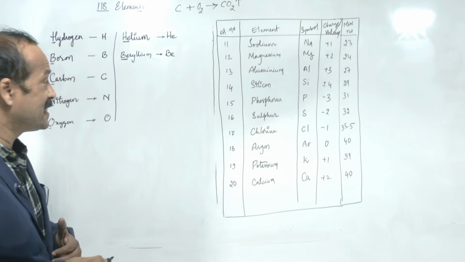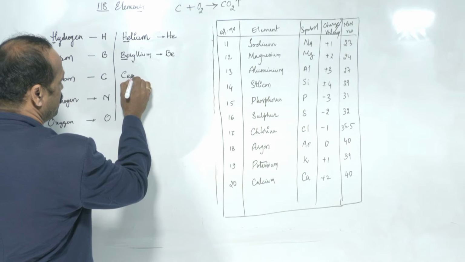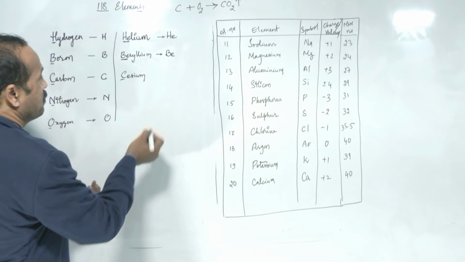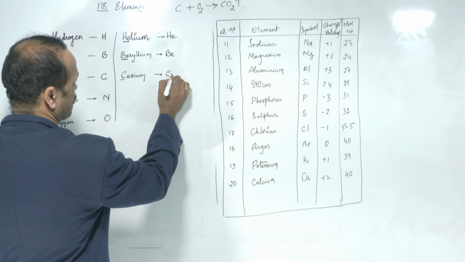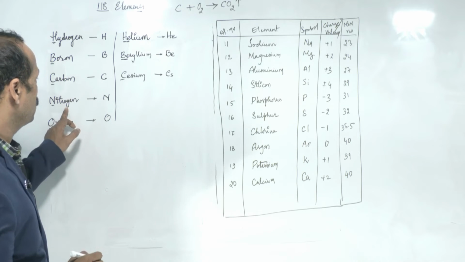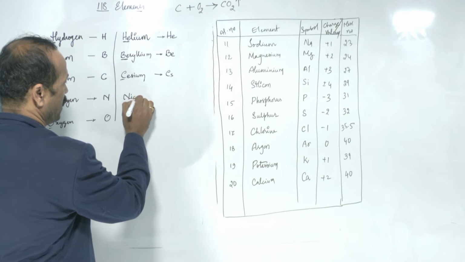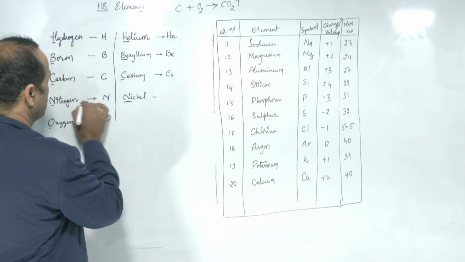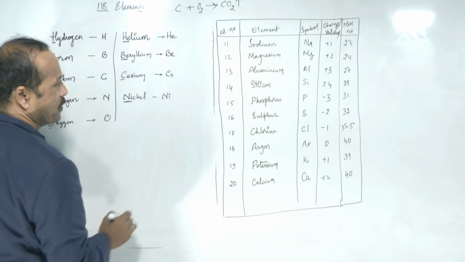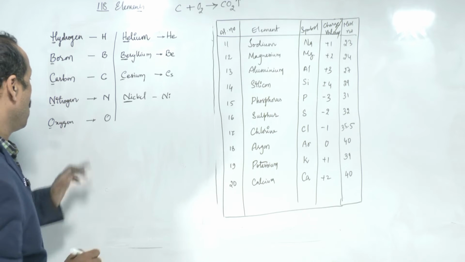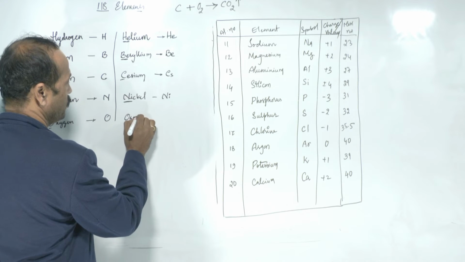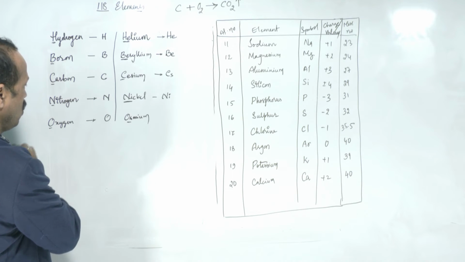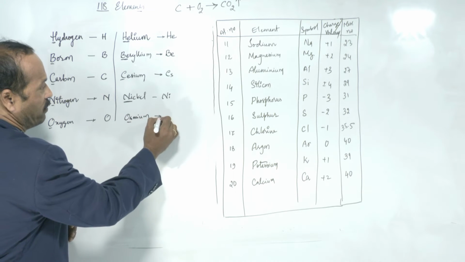Next is cesium, for example. Cesium. So here C is already given. So some other element's symbol is given, like Cs. Now nitrogen, nickel. You take the nickel. Nickel is starting with N, but N is already given to nitrogen. So it's given as Ni. Right? And oxygen, osmium. Osmium is starting with O, but O is already given to oxygen. So here two letters are given, like Os.